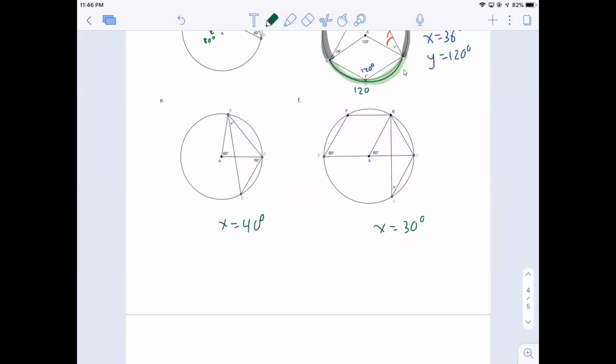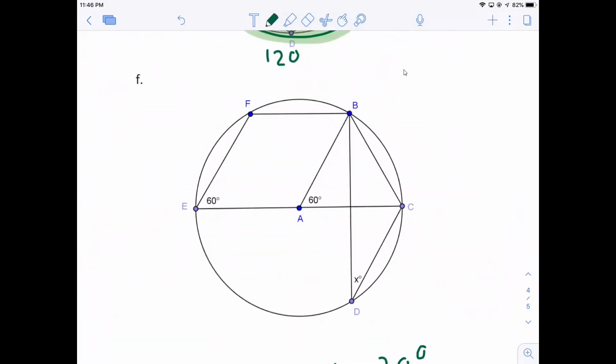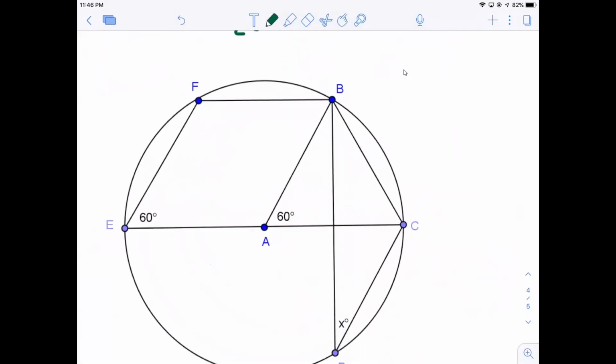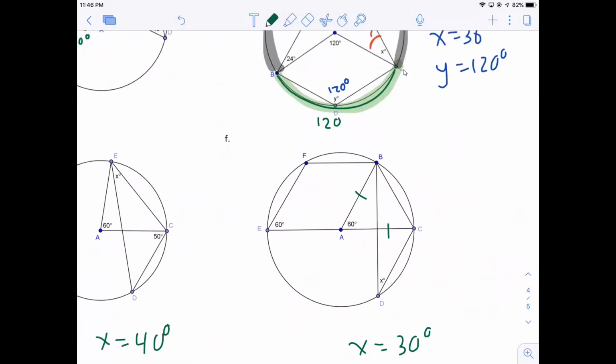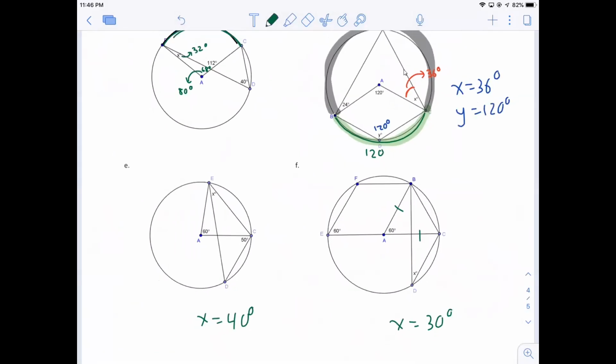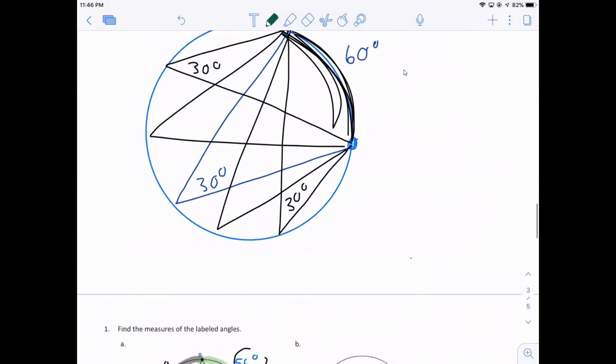All right, if you have any questions, let me know. Oh, there is a trick on this last one. If you want to try it yourself first, pause the video. But this is going to be an equilateral triangle, so it ends up being pretty easy once you figure out that fact, right? Because AB and AC are both radii of the same circle.